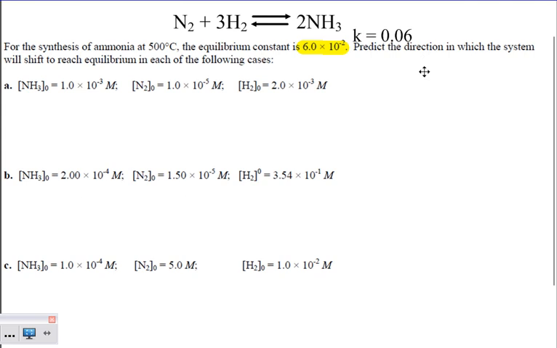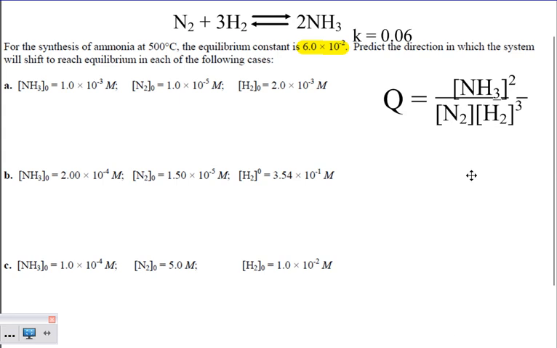So notice we want a direction here. We're going to say left or right. We won't say product, we won't say reactant. It's going to go left or right. There really are only two options here. We're given concentrations here, so we're going to use Q equals the concentration of ammonia squared divided by the concentration of nitrogen to the first times the concentration of hydrogen to the third. Then we can plug in these values, and that will give us a value for Q.